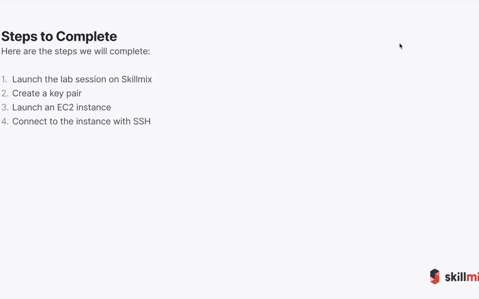Here are the steps we will follow. First, we'll launch a lab session with SkillMix. Then we'll use the Amazon console to create a key pair and to launch an instance. And then we will connect to that instance with SSH using the terminal app.